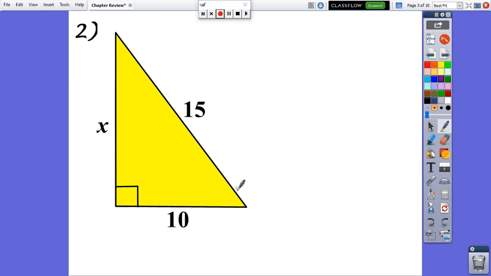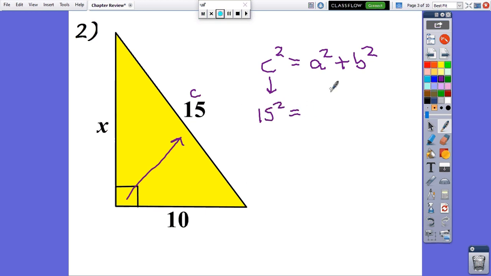The next example is doing the Pythagorean Theorem when we're not solving for the hypotenuse. So we can still go ahead and set up the Pythagorean Theorem, c squared equals a squared plus b squared. But the c side this time, opposite the 90, is the 15. So now I've got 15 squared. And then again, it doesn't matter which one I call a and which one I call b. But usually if a variable is my a or b, I like to call it the a value first. And then the 10 will be my b value.